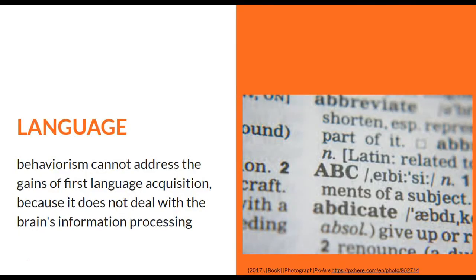In addition to a focus on the lower levels of Bloom's taxonomy, behaviorism cannot address the gains of first language acquisition because it doesn't deal with the brain's information processing. Skinner would say, like any other behavior, language is a skill, and with specific stimuli, language is the expected and repeated reaction. In his 1985 work, Skinner wrote that babies learn to talk in some of the same ways that animals learn behaviors because, he supposed, our vocal muscles must have become susceptible to operant conditioning.